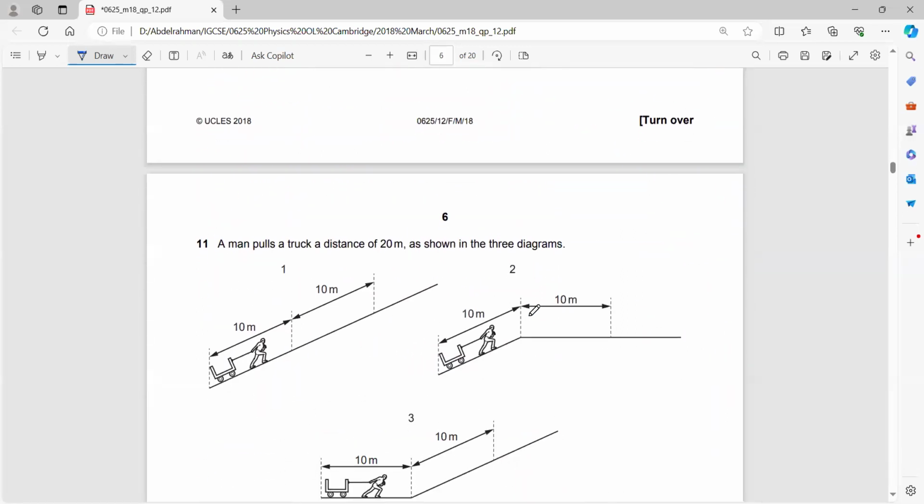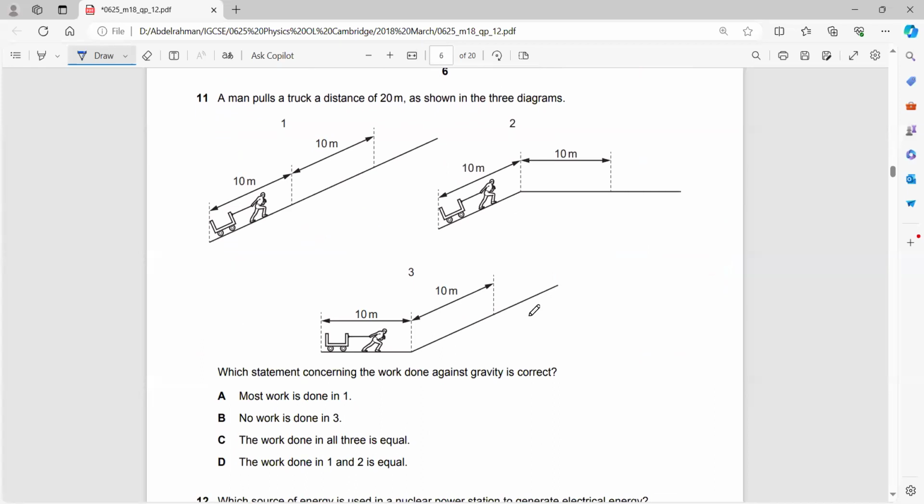Okay, question 11. A man pulls a truck a distance of 20 meters as shown in three diagrams. Which statement concerning the work done against gravity is correct? Most work done in one, no work done in three. The work done in all is equal, while the work done in one and two is equal. How can I solve this question?